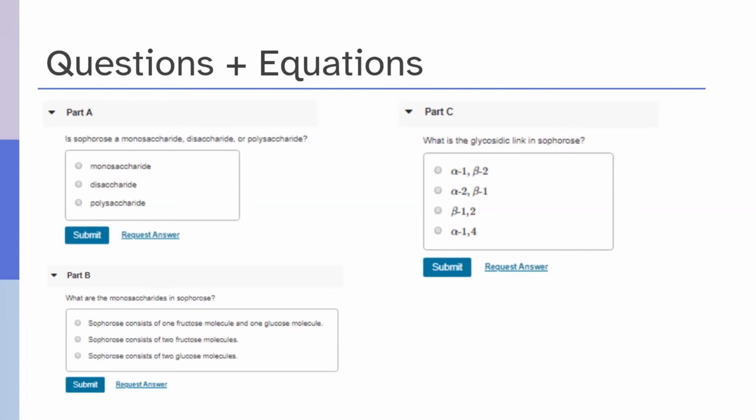Included this one mainly because I think it's important to be careful about using symbols in descriptions and in questions. The answers here are alpha 1, beta 1, 2, alpha 2, or beta 1. C is beta 1, 2, which is the actual answer, and C is alpha 1, 4.